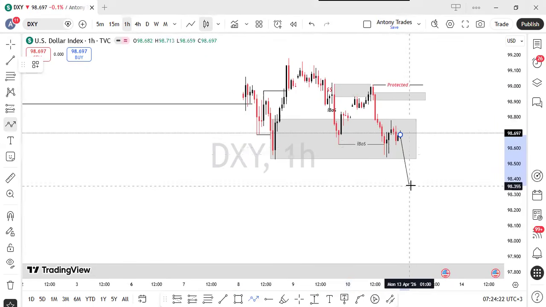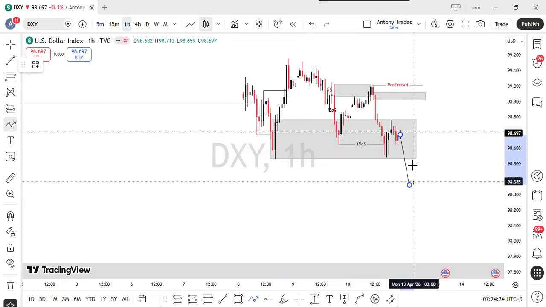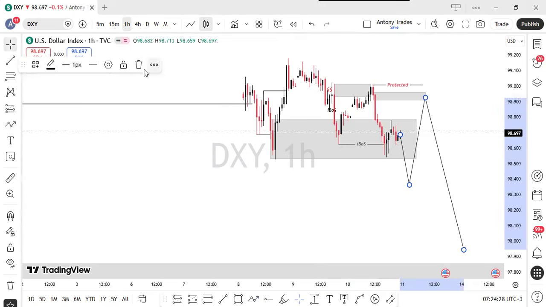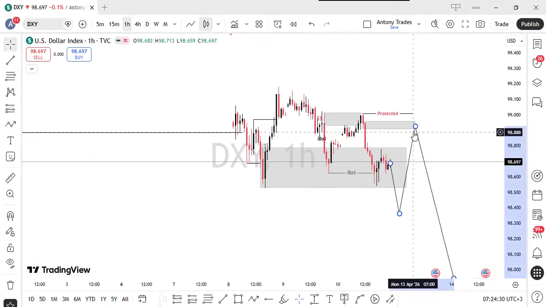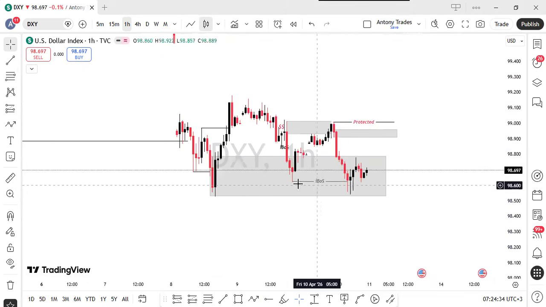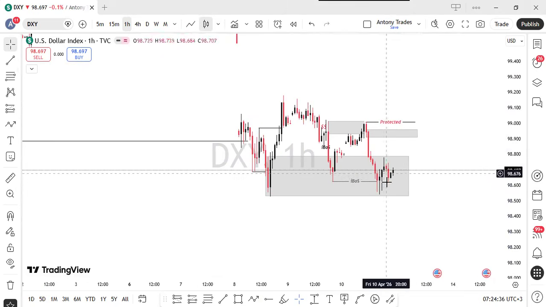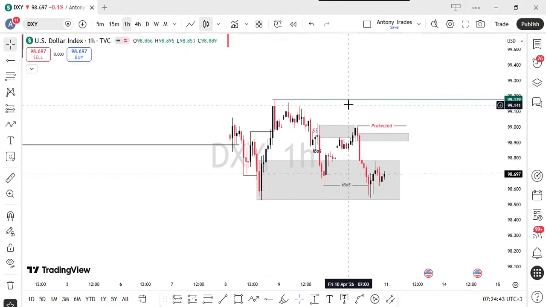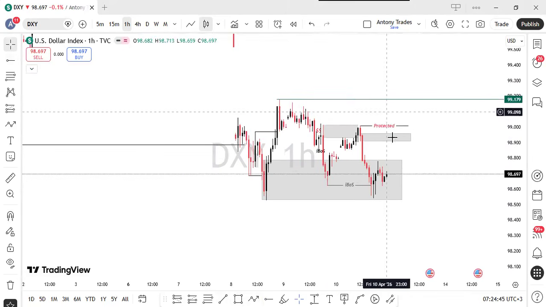So if it wants to continue selling, it should give us a close, and then we'll wait for this zone and continue selling, right? So be watching that zone. If now this market wants to use this order block here, then for me to start looking for any buys, it should break this high. Okay, it should break this high, and then we continue buying.